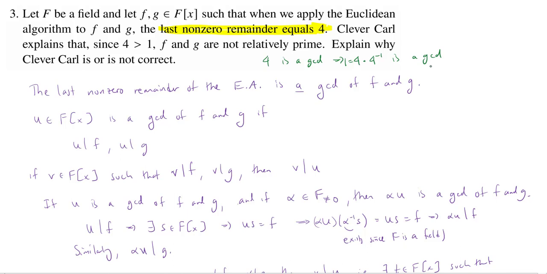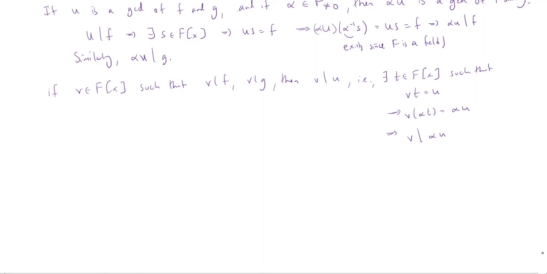In fact, what's going on here is that 1 and 4 are invertible elements. These are units not only in the field, but even in the polynomial ring. And so the real moral here is that F and G are relatively prime. What did that even mean? They're relatively prime if and only if every GCD of F and G is a unit.